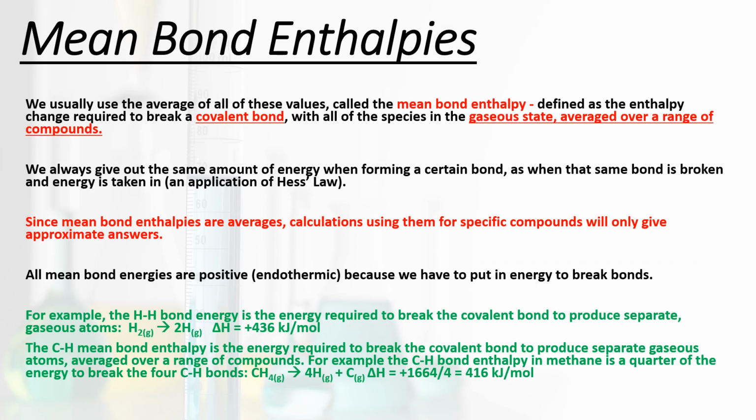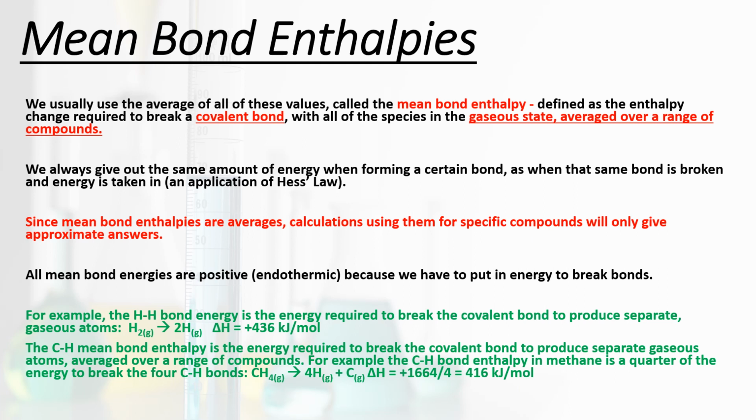So because there are normally slight differences depending on the type of molecule we're in, the kind of functional groups we have, etc., we usually use something called the mean bond enthalpy. So this is the average of all these values for a particular bond. The mean bond enthalpy, literally the average bond enthalpy. And this is defined as the enthalpy change required to break a covalent bond with all of the species in the gaseous state averaged over a range of compounds.